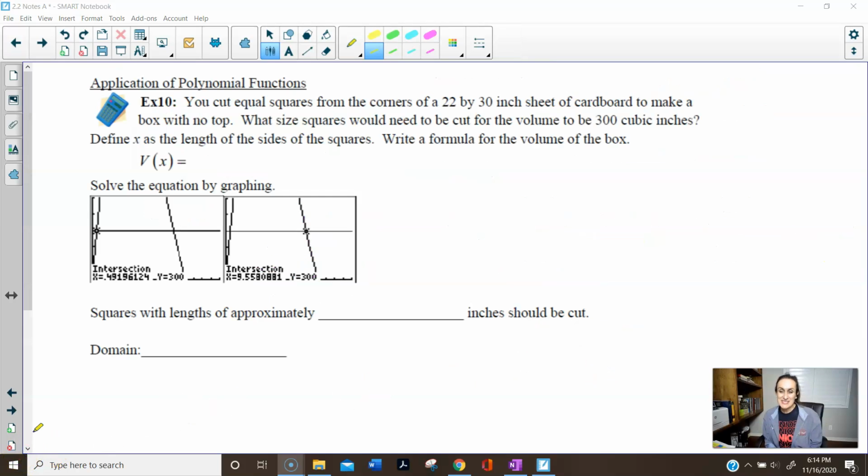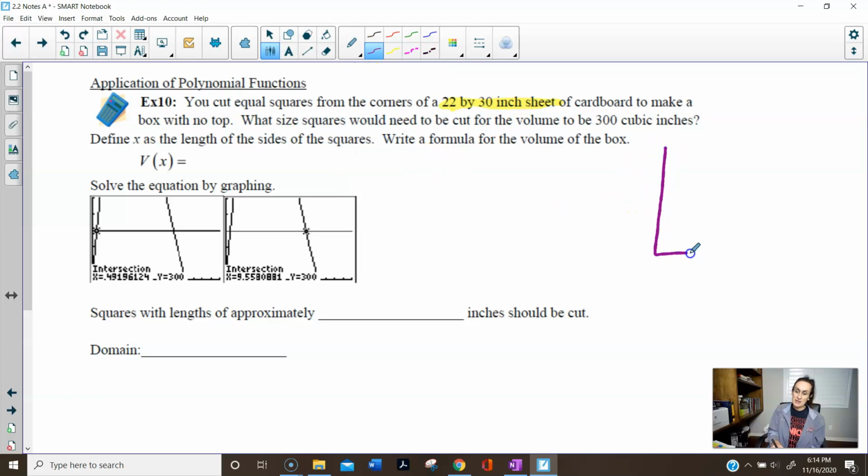So example 10 is going to get us ready for calculus as we begin to explore maximums and minimums. So let's look at this application problem. It says you cut equal squares from the corners of a 22 by 30 inch sheet. And so I really like to draw a sheet.